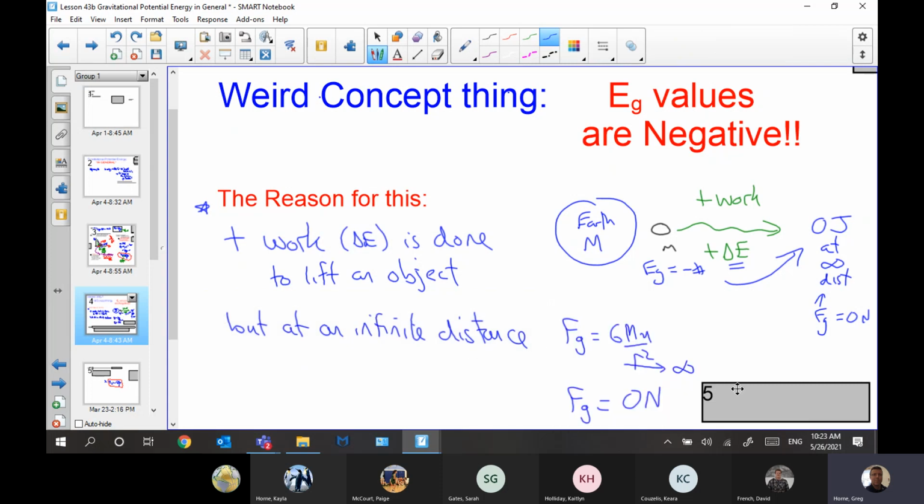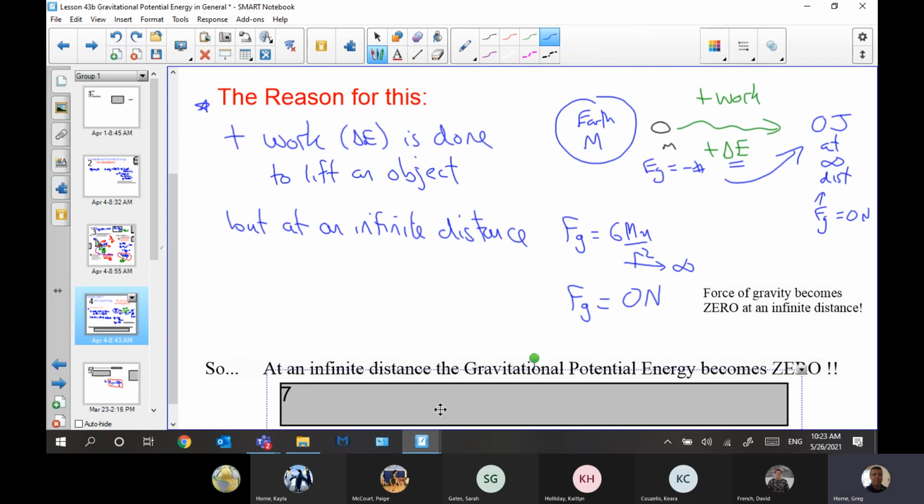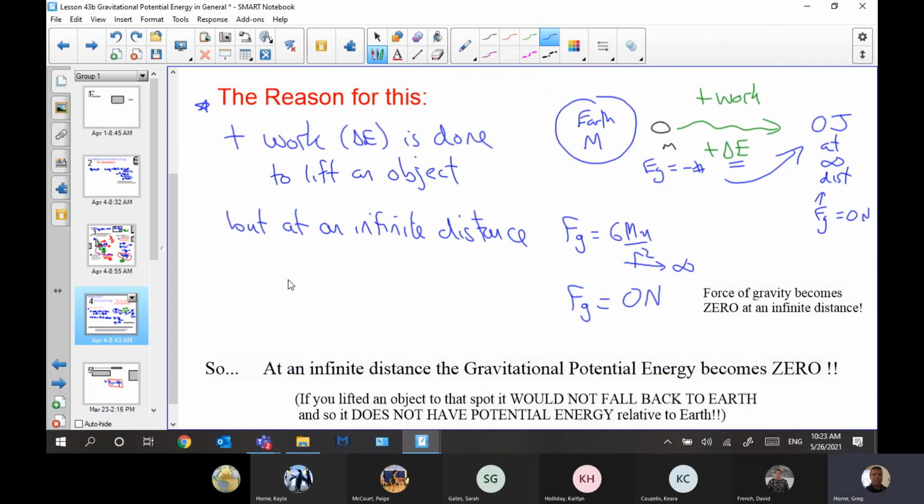So at an infinite distance, the gravitational force goes to zero, and so there is zero gravitational potential energy. If you brought the object to that spot and let it go, it actually wouldn't fall back to the earth. It doesn't have potential energy relative to it. Right now you lift something to the top shelf and it has energy relative to your foot. But if you lift it far enough, it won't actually fall back, so it doesn't have potential energy relative to your foot. That's the exact same analysis that we talked about previously.